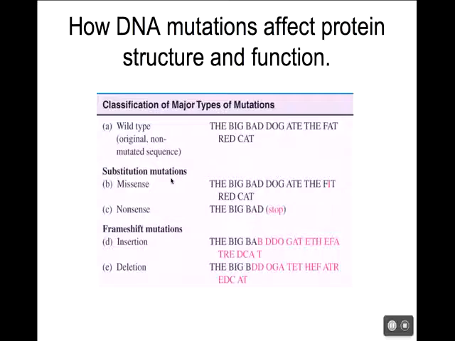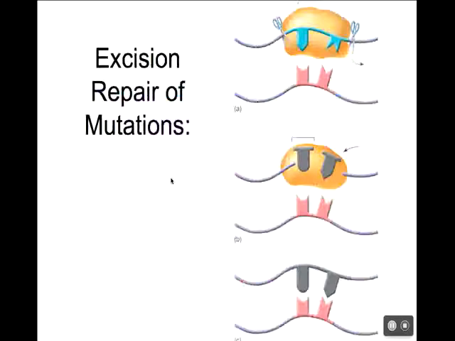How bad they are depends on what kind of mutation it was, substitution or frame shift. Now, the good news is, although we're always getting these mutations, we do have a way to get rid of these mutations. This is called excision repair. This is a way to repair mutated DNA. We do have enzymes that are called excision repair enzymes, and excision repair enzymes find mutations in the DNA.